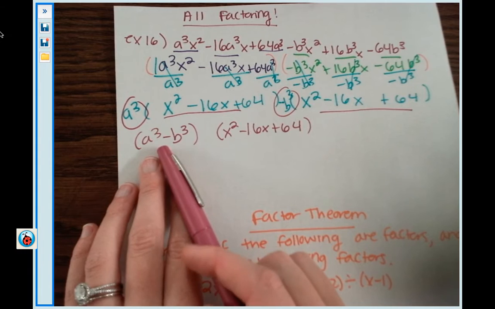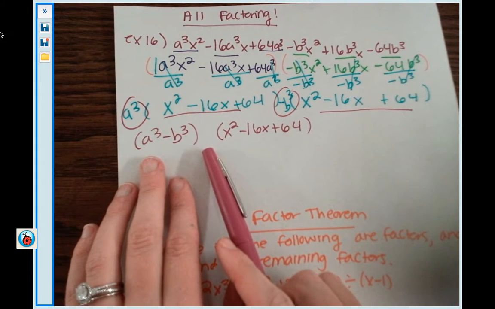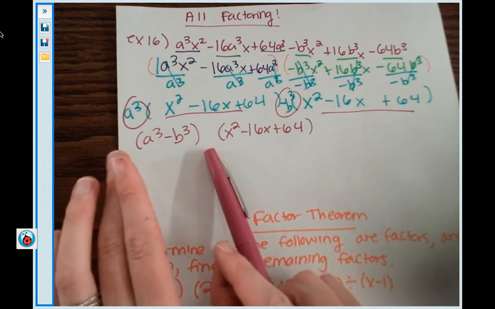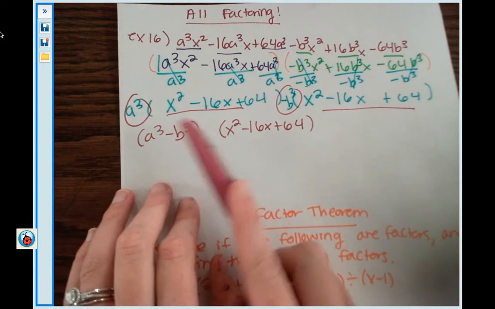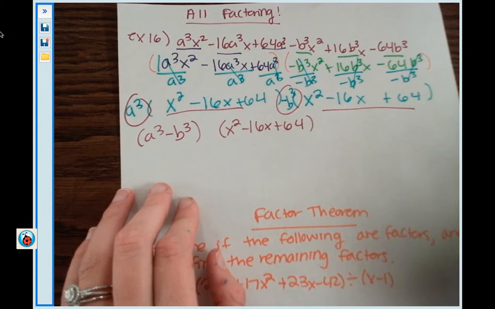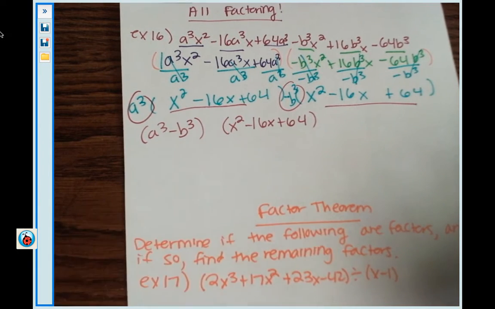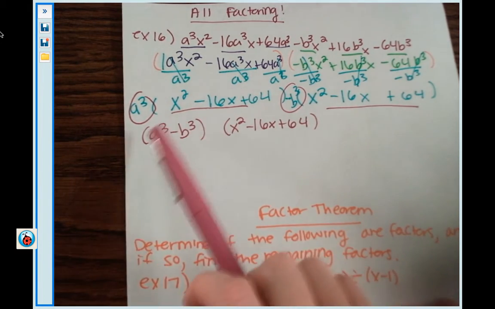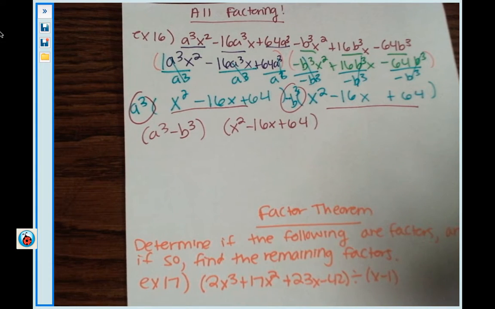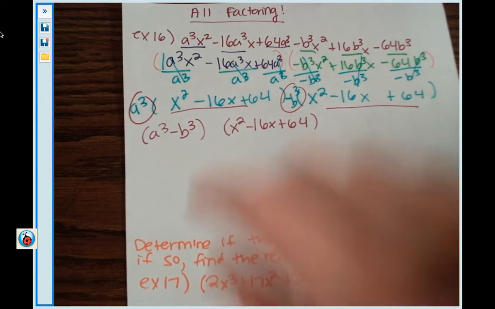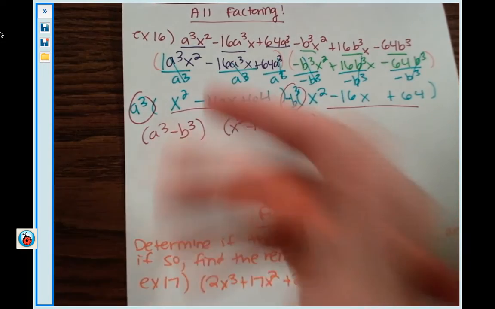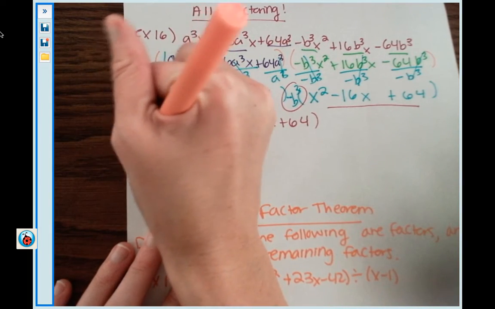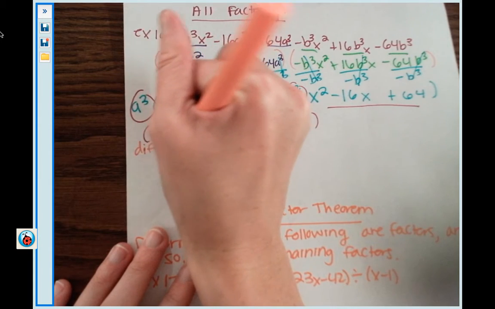Can I square root an a to the third and a b to the third? No. Okay, so the index on a square root is 2, and we divide the exponents by the index. Okay, so 3 cannot be divided by 2, but I can cube root a to the third and b to the third. Okay, because the cube root index is 3, and 3 can be divided by 3. So this one is telling me I'm going to be using a difference of cubes on this term. So this will be a difference of cubes.